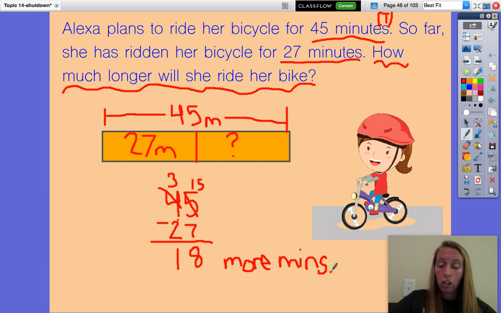Okay, so I've modeled how to solve a few word problems that involve time. So what I want you to do is go on to Pearson and try some on your own.